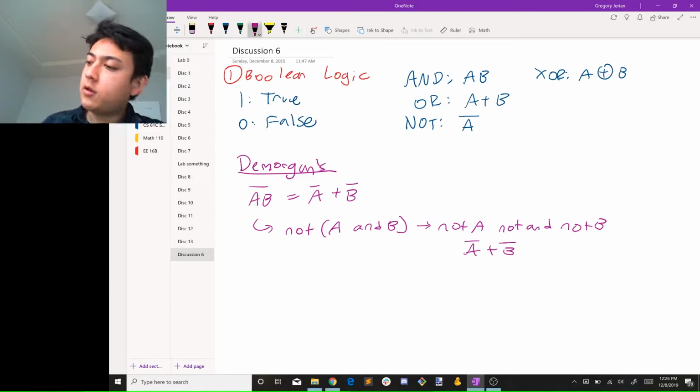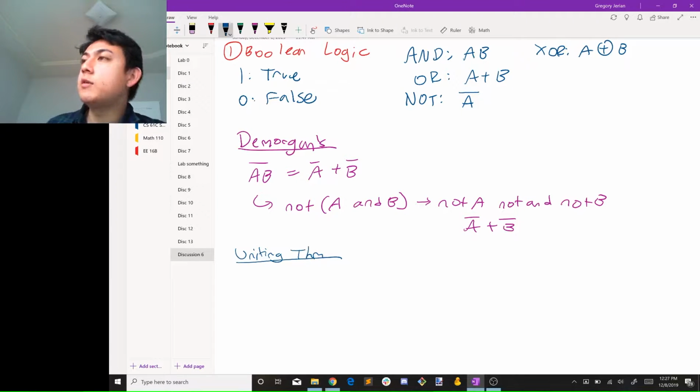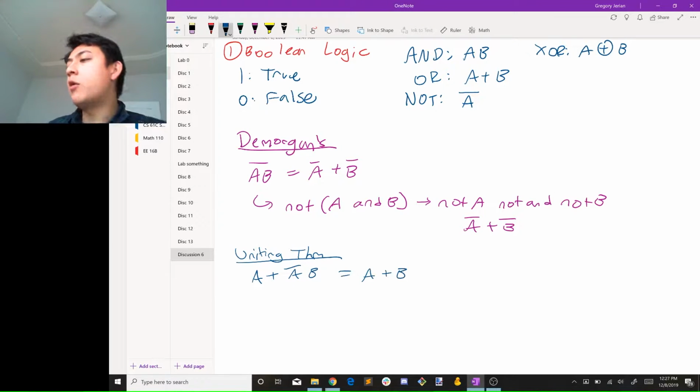Another logic law that is not on the sheet is the uniting theorem, which I always found very useful for a lot of calculations. Without the uniting theorem, you can still do a lot of these Boolean logic calculations, but they involve a lot of thinking or maybe a lot of excess work, and this can cut it down considerably. So I would write this down for sure. If you have A or (not A and B), this is the exact same thing as A or B.